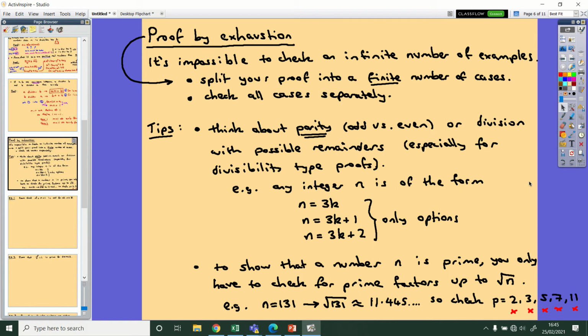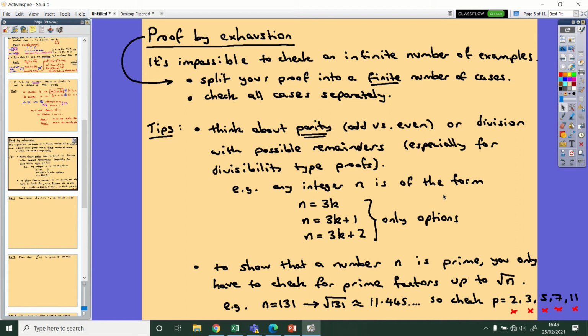As well as that, we can think about division with possible remainders. If we're not dividing by 2 and thinking about the remainder there, you might be expected to think about divisibility by another number. For example, if you're thinking about divisibility by 3, then every integer n is of the form either 3k, or 3k plus 1, or 3k plus 2. Together they represent all the different options, because 0, 1 and 2 are the only remainders that you can get when you divide something by 3. As we see more and more examples, you'll get to grips with which to use and how that is all meant to work.